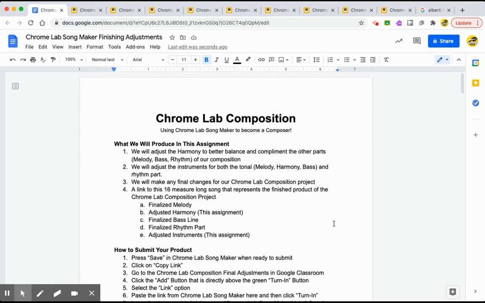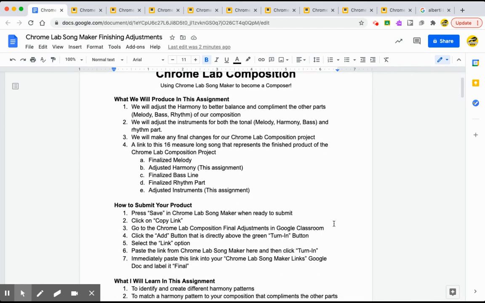We're going to be making some adjustments to our composition that will make it ready to present and share, but more on that later. For this assignment, we are going to be producing an adjusted harmony that will better balance and complement the other parts of melody, bass, and rhythm of our composition. We will adjust the instruments, both tonal and rhythm.